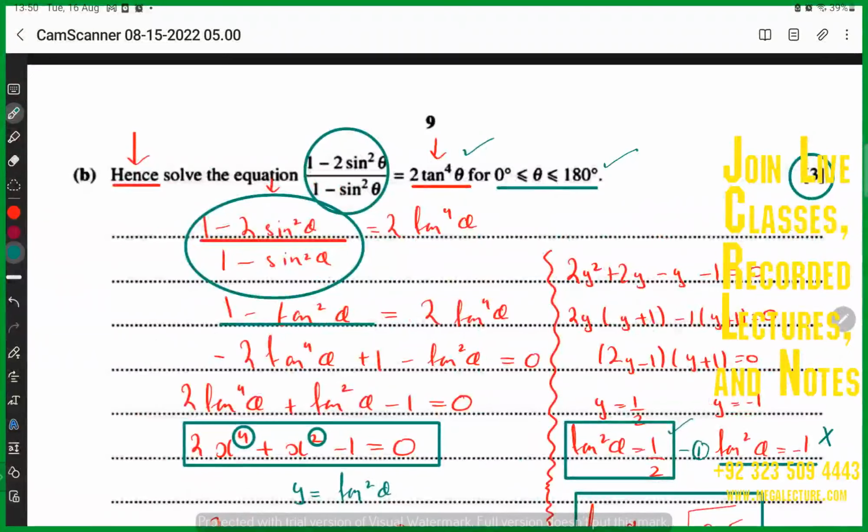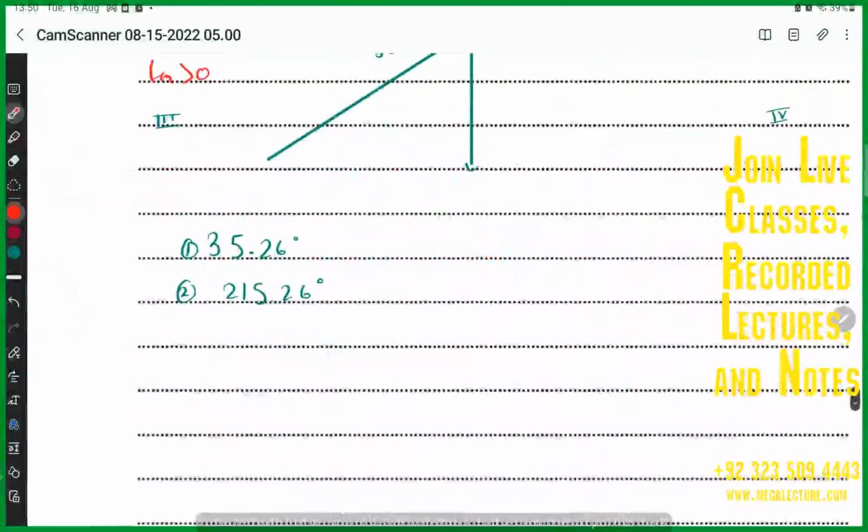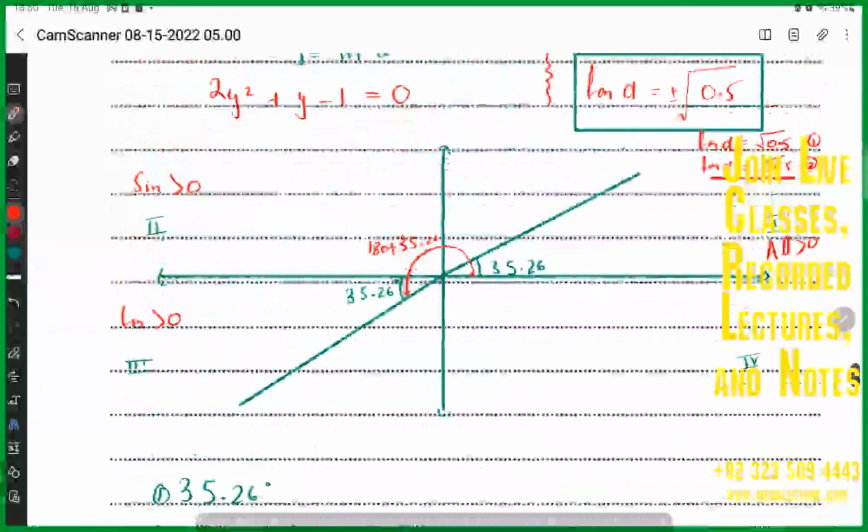If you look at the interval, it's only till 180 degrees. Your value must be between 0 and 180. So we cannot consider the second solution. We cannot consider this solution, okay? So far we are just done with the first equation.